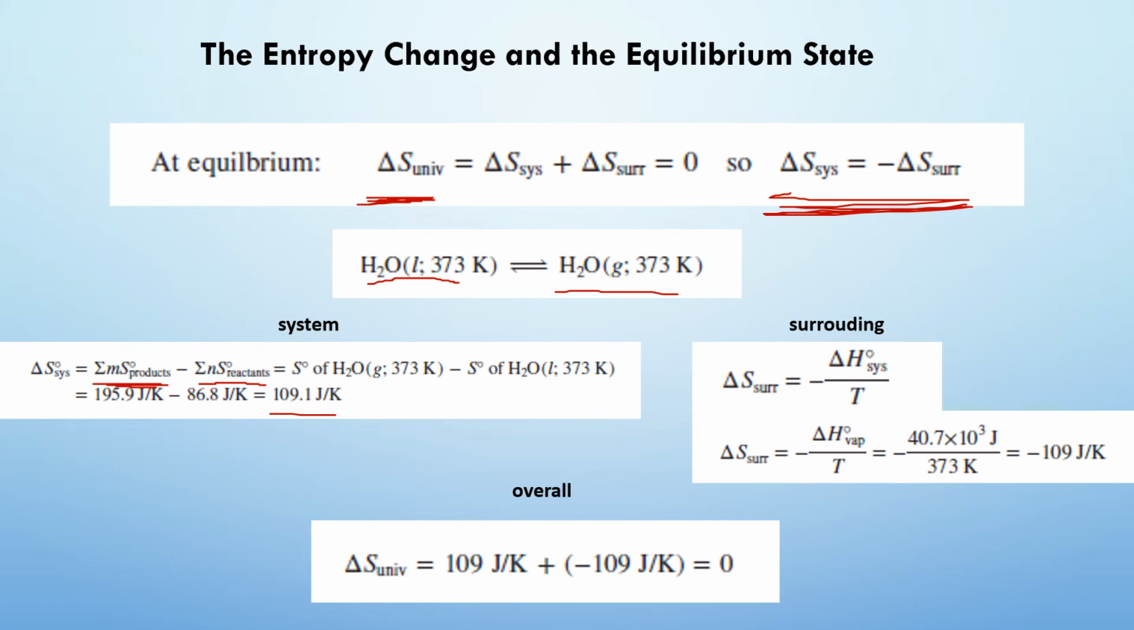For the surrounding, the delta H of this system is equal to this number. By putting a negative sign and then dividing by the temperature, we got the delta S for the surrounding. Notice they're just equal but with a different sign. So overall, for the universe, the delta S is equal to 0, because at equilibrium there is no longer any process happening, so there's no more entropy change.